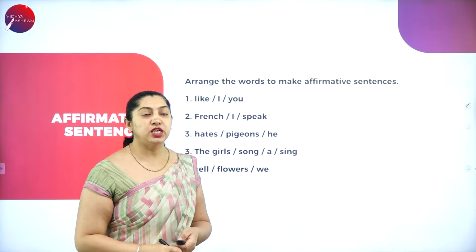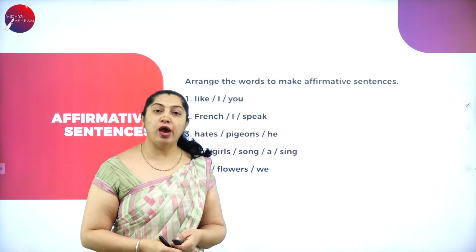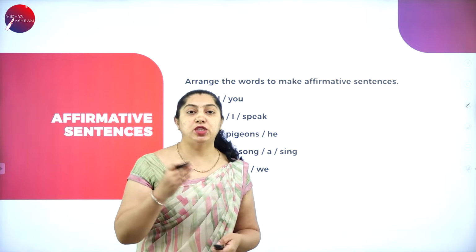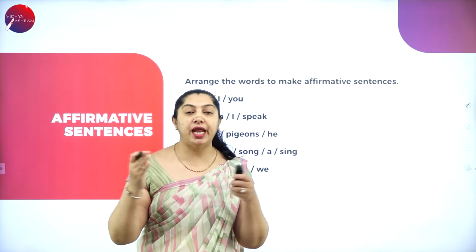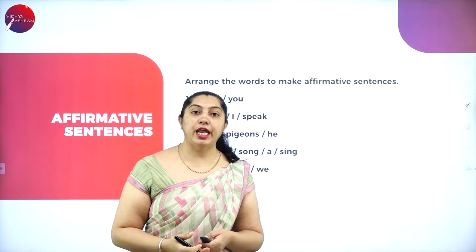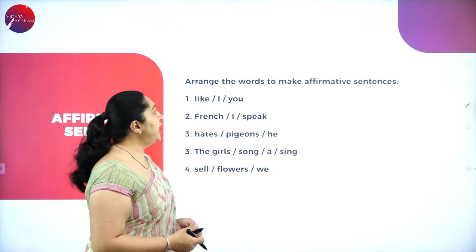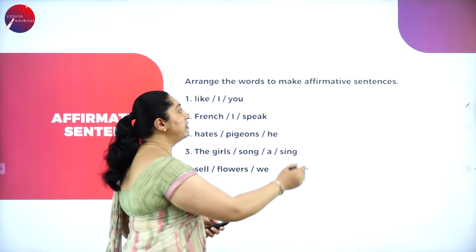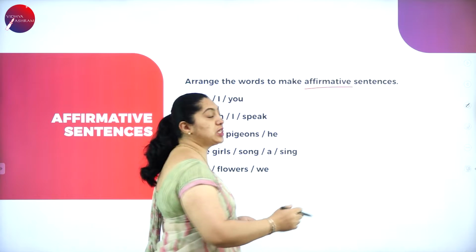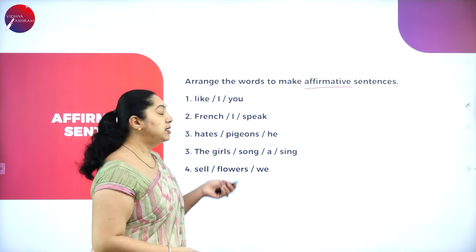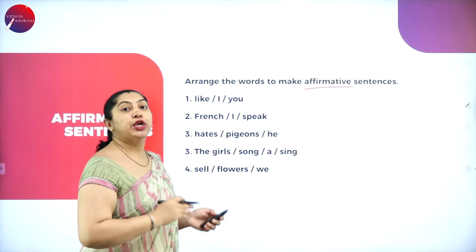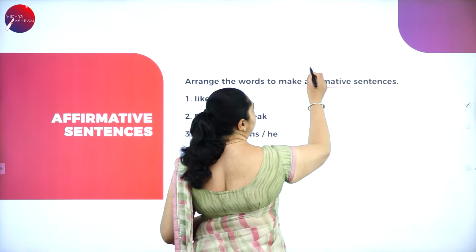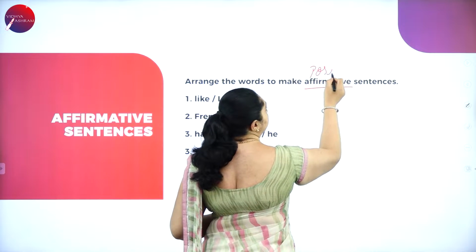So, we'll begin the session with a few examples. I'll work them out so that you will get to know what is subject, what is verb and what is object and how you are supposed to rearrange the word order. Arrange the words to make affirmative sentences. What do you mean by affirmative sentences? It means positive sentences. The sentence here is jumbled. You need to frame the affirmative sentence, that is the positive sentence. Affirmative is positive.